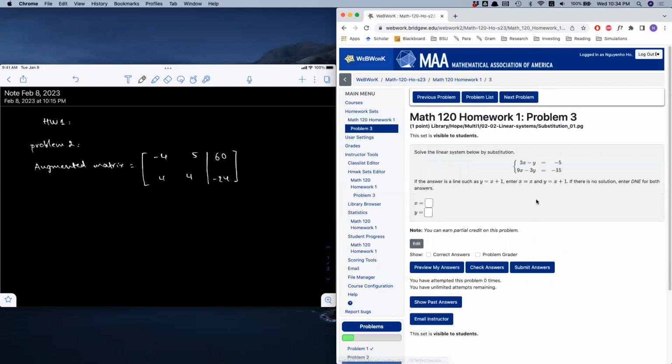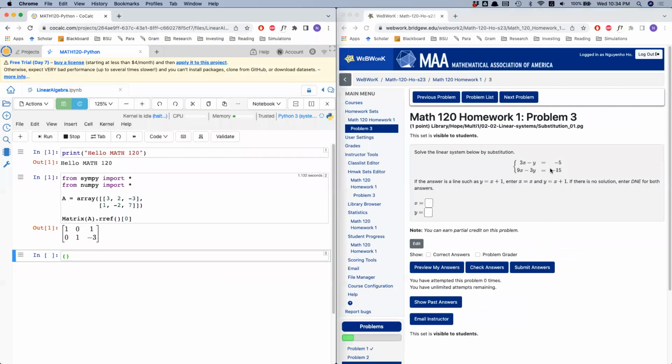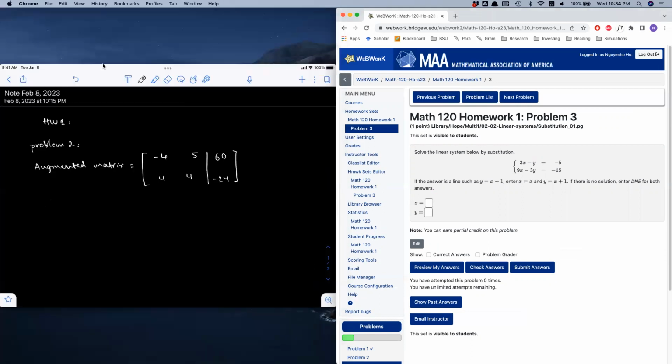Now for problem 3, I have a lot of questions related to it, and I actually went over this in class already, but it doesn't hurt to go over it one more time. In this case, you have a system with 3x minus y equal to -5, and the second equation is 9x minus 3y equal to -15. Let me switch back to the tablet one more time. It's problem 3.